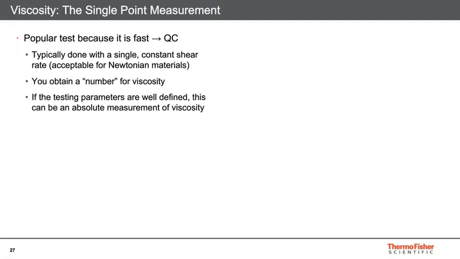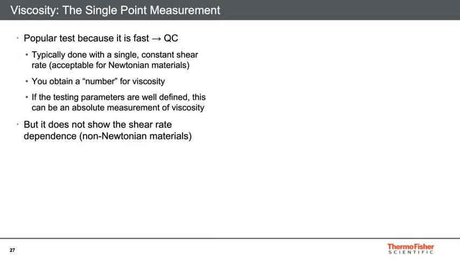And if this test is done well, all the testing parameters are well defined or controlled, this type of measurement actually can measure an absolute viscosity for that material. Okay? So it can be an absolute measurement. It doesn't have to be necessarily relative. However, you don't get the shear rate dependence of the material.